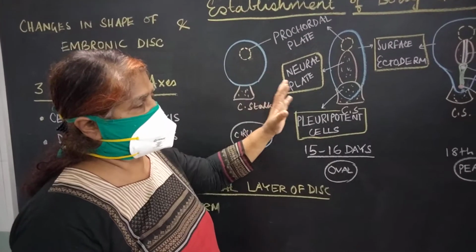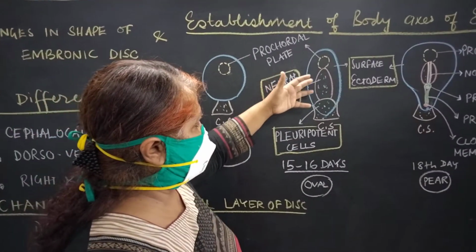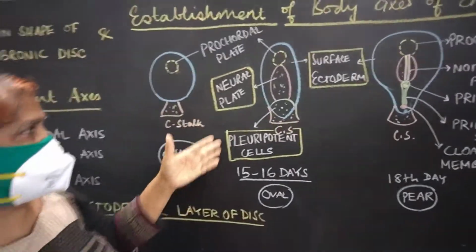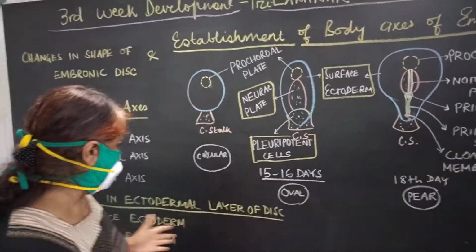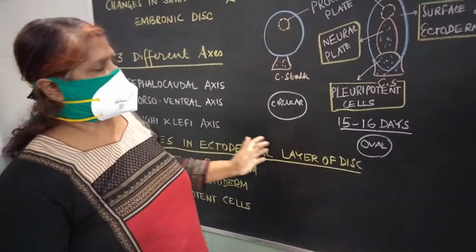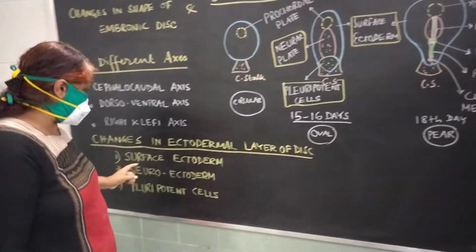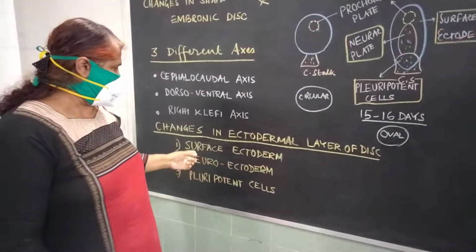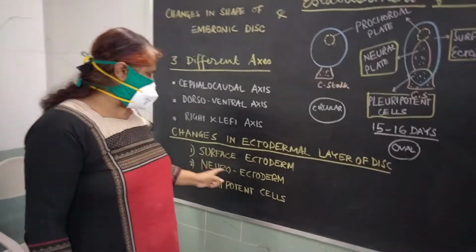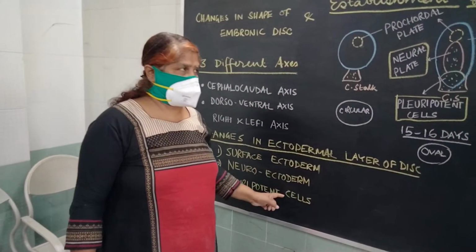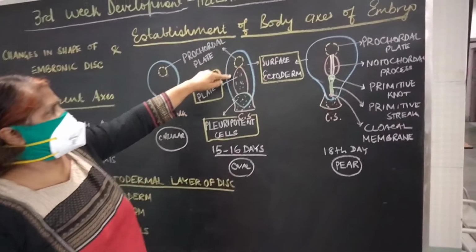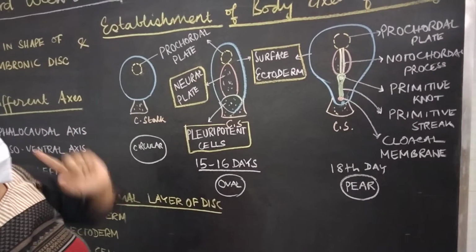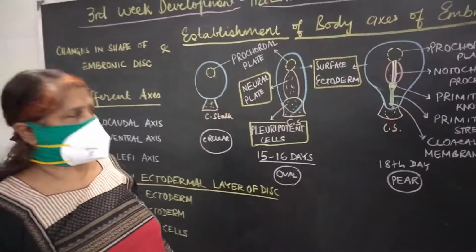Then with the enlargement of the embryonic disc, in 15-16 days, these become oval in shape. And when these cells become oval in shape, there are some changes occurring in the ectodermal layer of the disc. What are these changes? The ectodermal cells become differentiated into surface ectoderm, neuroectoderm, and the pluripotent cells. So let us see from here. This is the surface ectoderm cells.